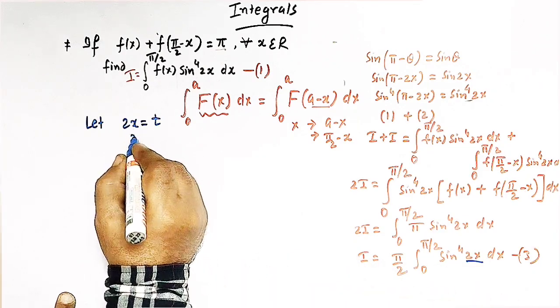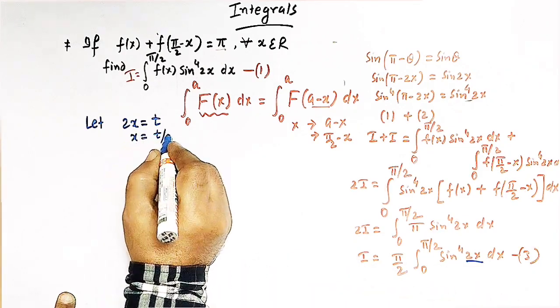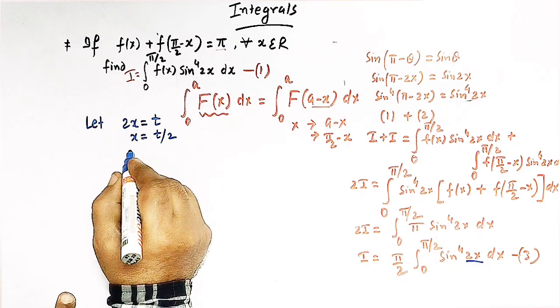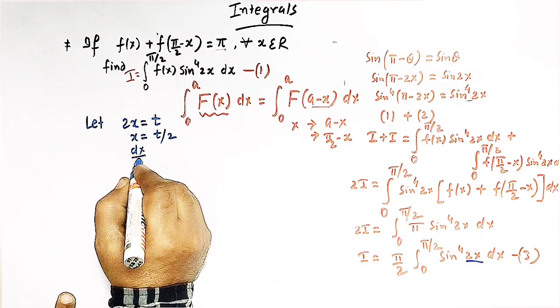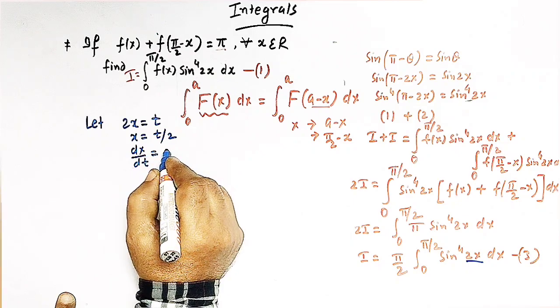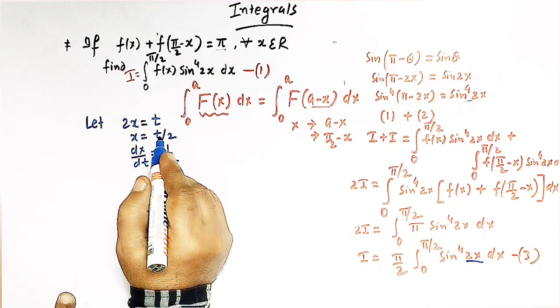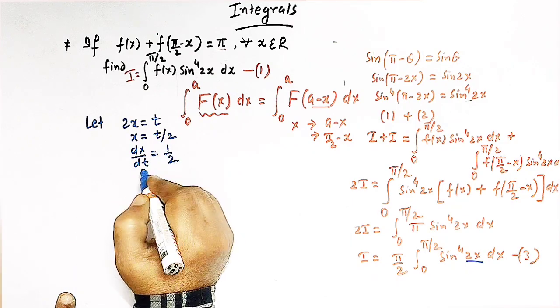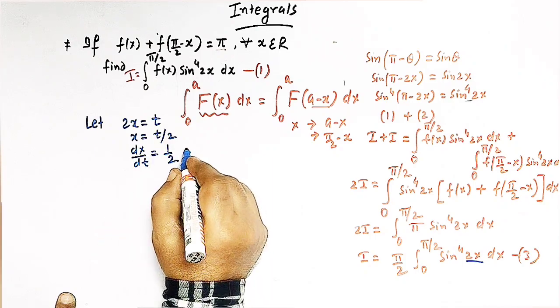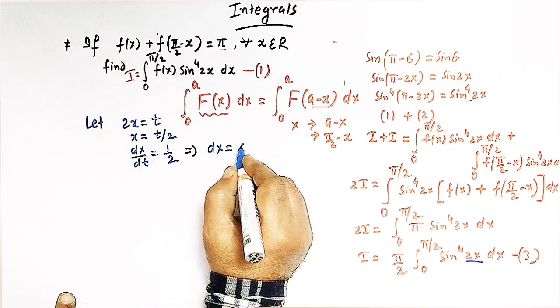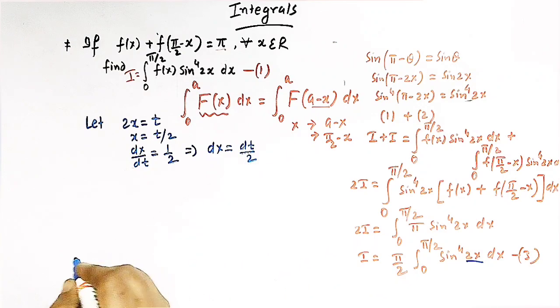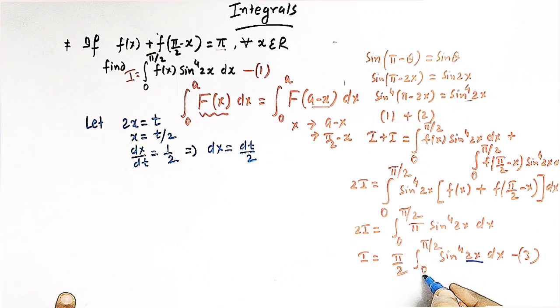So we can now write x is equal to t over 2, and if we differentiate x with respect to t, we have dx over dt is equal to simply half, because the derivative of t with respect to t is 1. So now from here dx is equal to dt over 2, right?